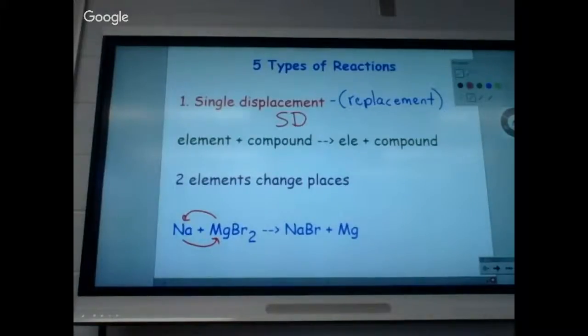Are we going to have to balance these? Yes, you will have to balance it. The nice thing about balancing is if you write it wrong, it won't balance. Everybody got it?